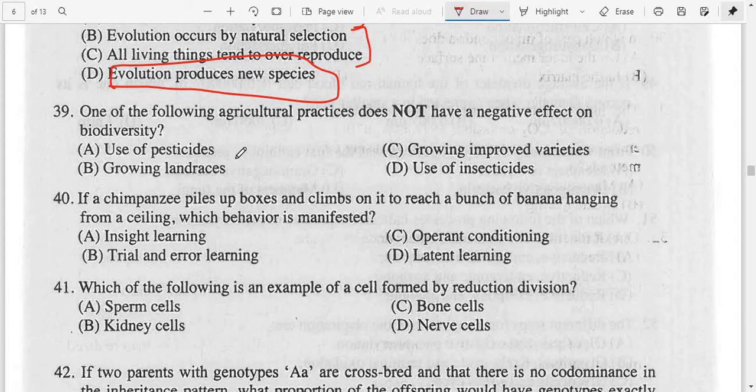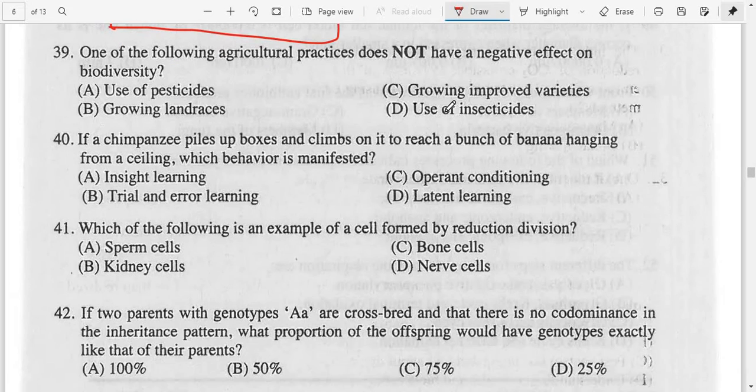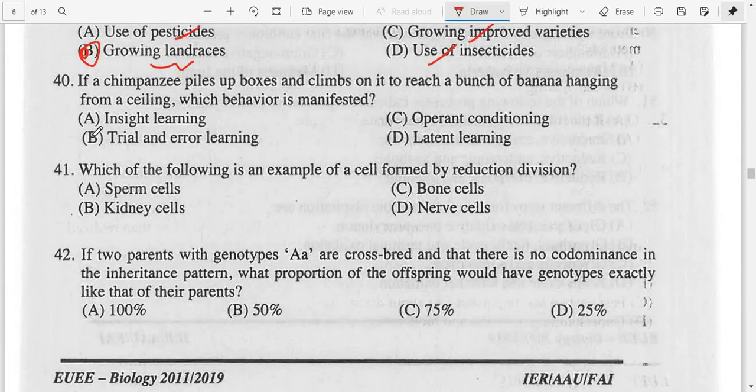Which of the following agricultural procedures does not have a negative effect on biodiversity? Use of insecticide, no. Use of pesticide, no. Growing land races. Growing improved variety. So it's such. Okay, let's continue. If a chimpanzee piles up boxes and climbs on them to reach a bunch of bananas hanging from the ceiling, which behavior is manifested?